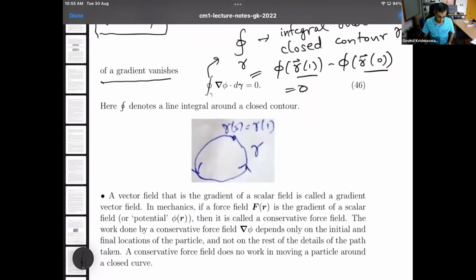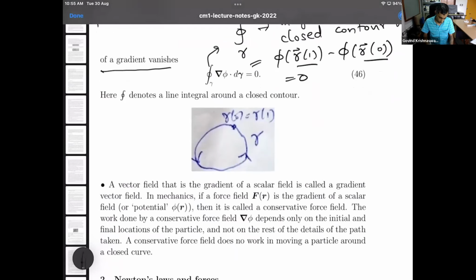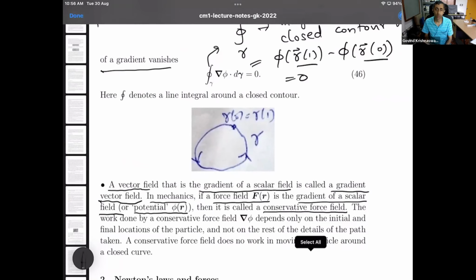Now let me introduce this, just to say what Oncon and others were pointing out. A vector field that is the gradient of a scalar field is called a gradient vector field. Now in mechanics, if a force field f of r is the gradient of a scalar function, usually called a potential phi of r, then such a force field is called conservative. That is the definition of a conservative force field for us at present.